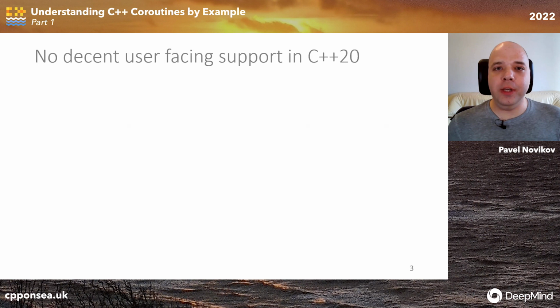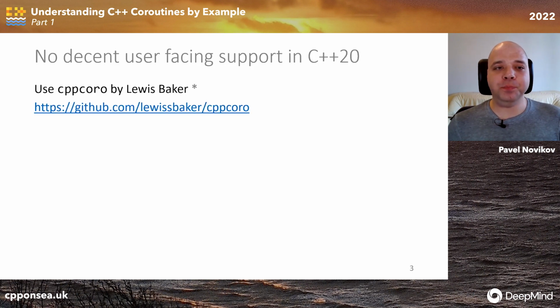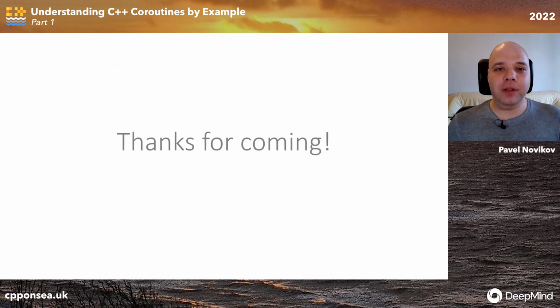Let's see what we'll see today. As you may know, in C++20 we have coroutines, but we have no ready user-facing support for coroutines. So one way you can use coroutines more or less painlessly is to use CppCoro by Lewis Baker. And well, that's it.